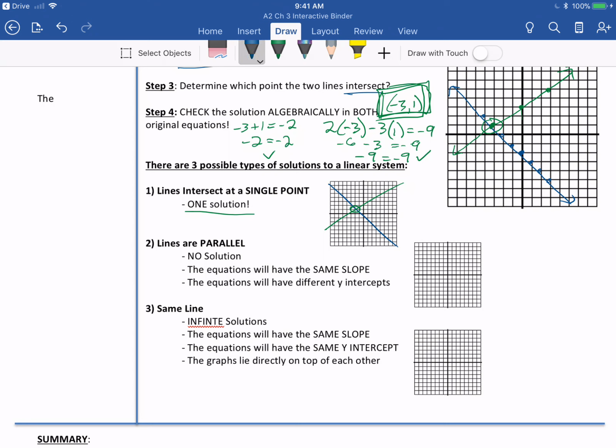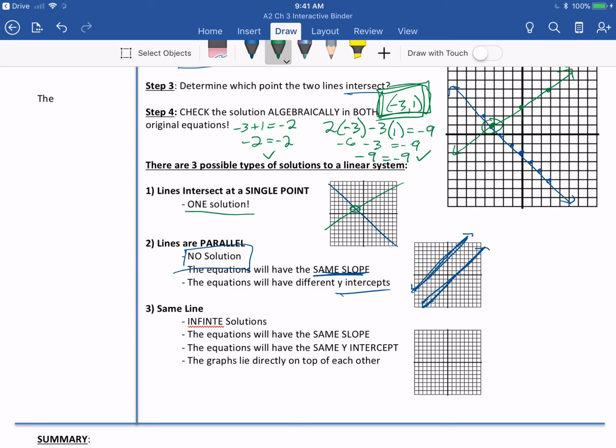Number 2 and number 3 here are the special solutions. If the lines are parallel, let's say we graph 2 lines that are exactly parallel. Parallel lines have the same slope. So if these have the same exact slope but different y-intercepts, there is no solution. There is no point that makes these 2 equations true. This one has its own separate points over here, and this one has its own separate points over here. There's not one point that they both share in common. They're never going to intersect.